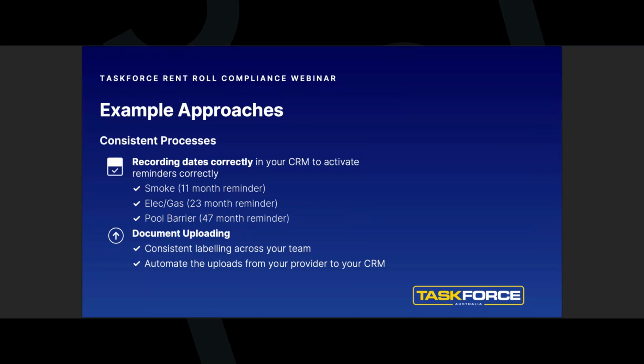So it's just really important to make sure that if you are putting dates in your CRM, you can automate the reminders for 1 month before they're actually due. So with smoke, 11 months, electrical and gas, 23. And of course, don't forget pool barriers. That has to be done every 4 years. So you're looking at a 48-month reminder for that particular one. And document uploading. The way that you upload the documents, you want to be consistent, have consistent labeling across your team so that if you're searching for them in the future, it's really, really easy to find.